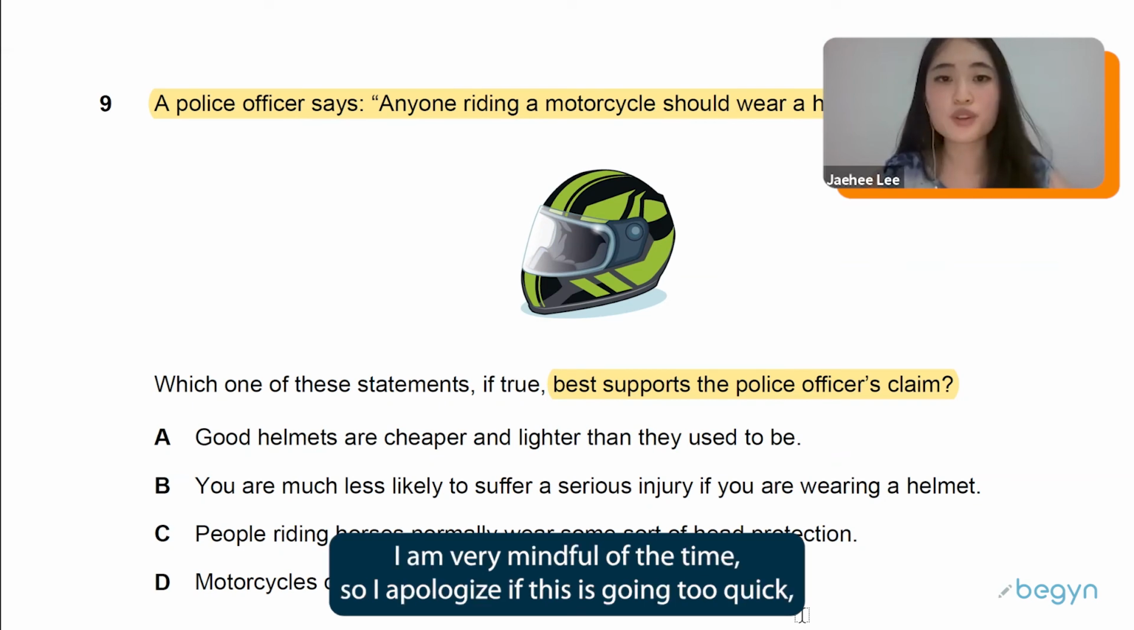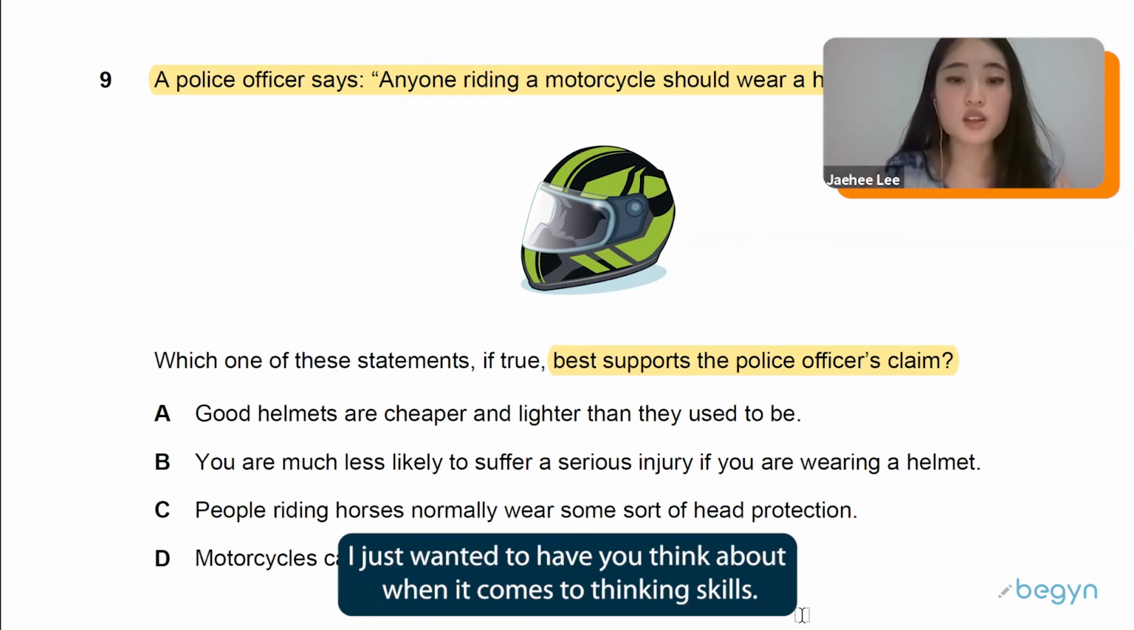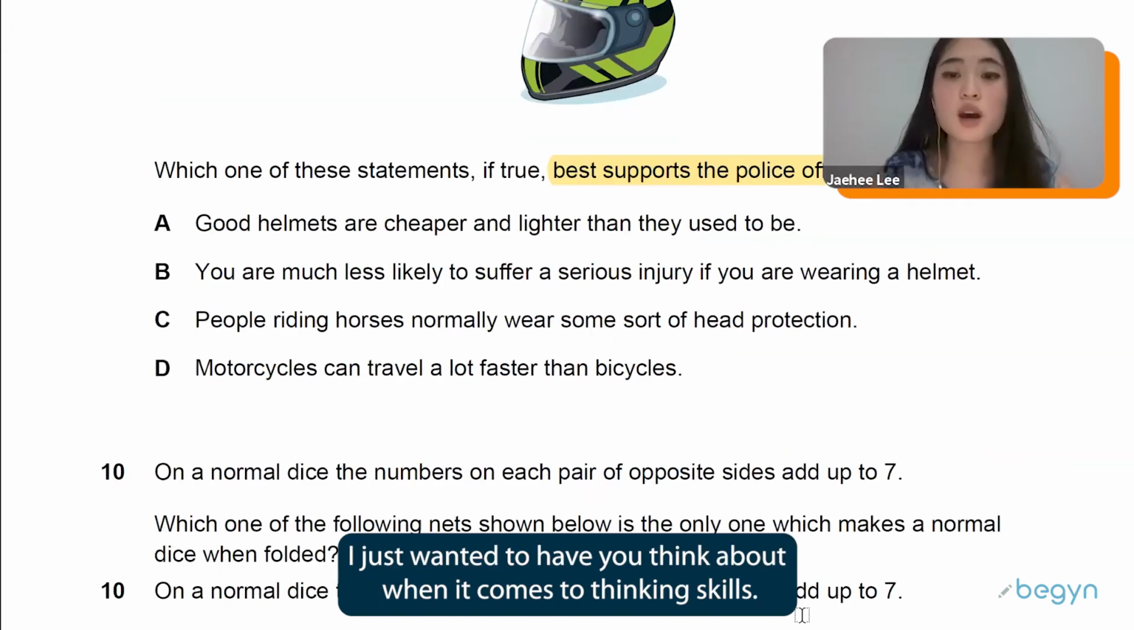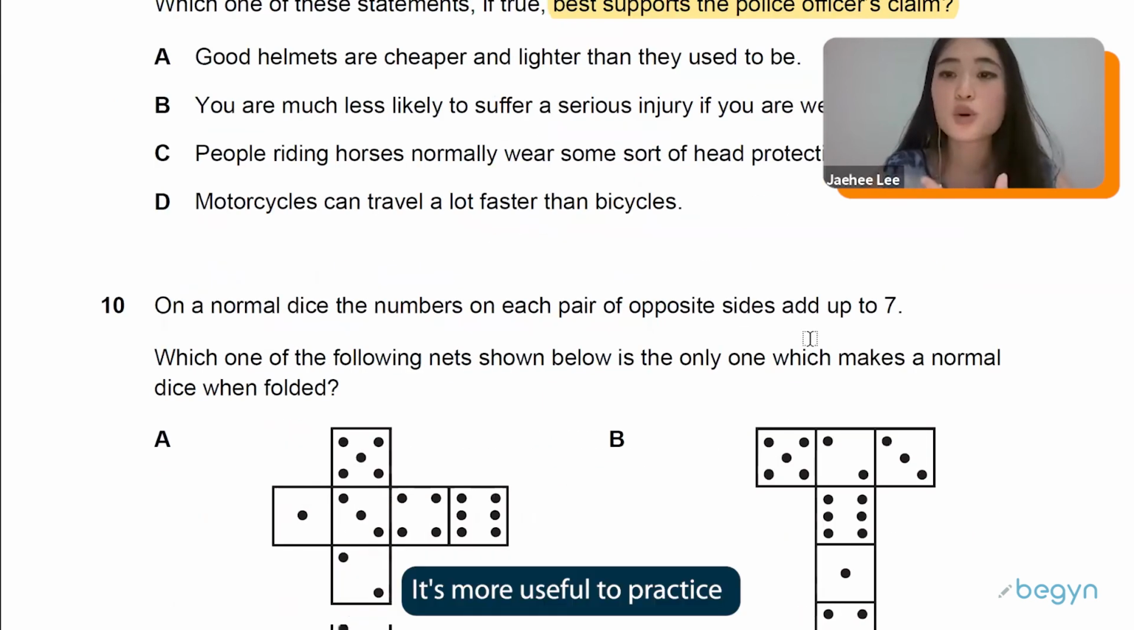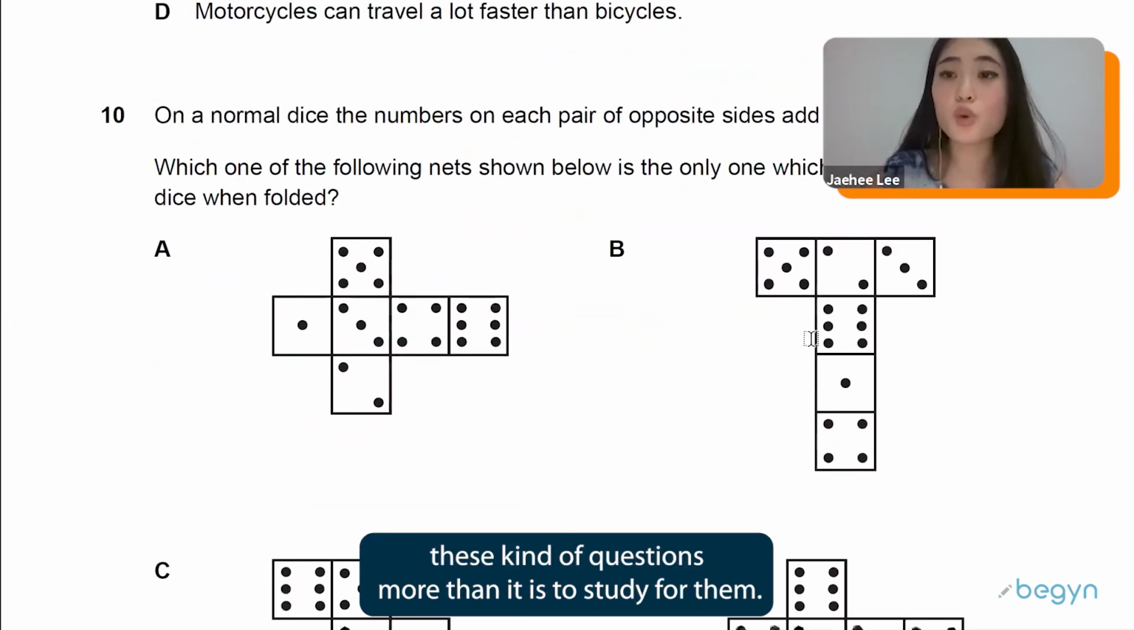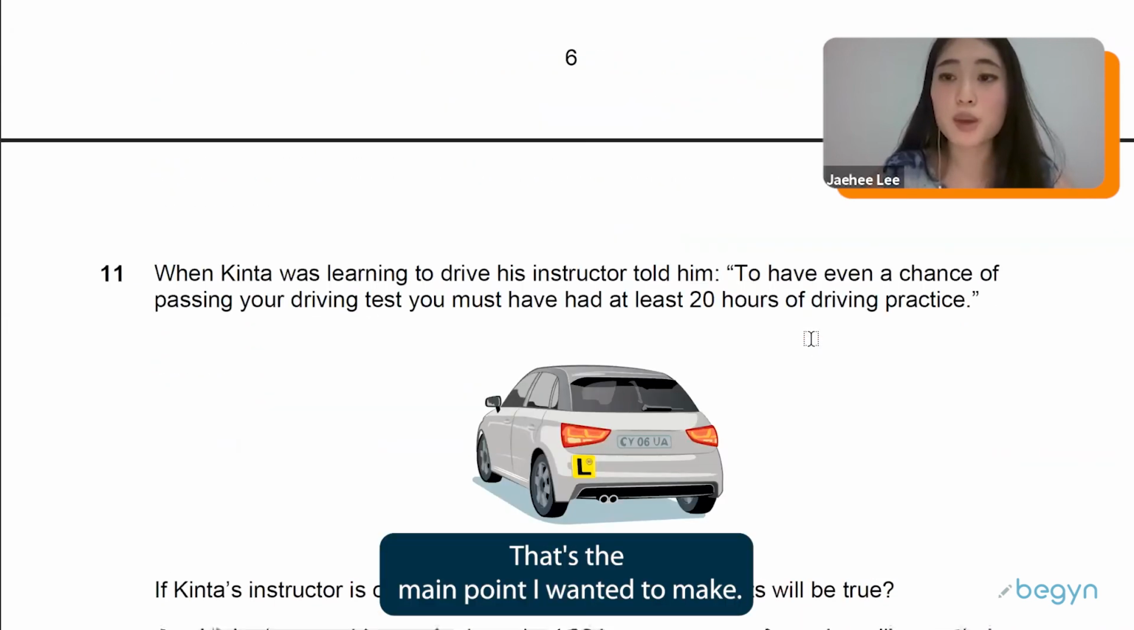I am very mindful of the time, so I apologize if this is going too quick, but I'm going to leave it there. I just wanted to have you think about when it comes to thinking skills. It's more useful to practice these kinds of questions than it is to study for them. That's the main point I wanted to make.